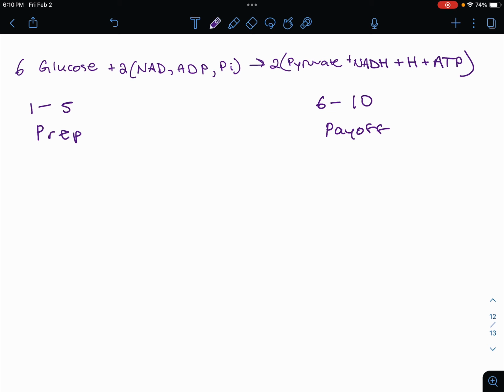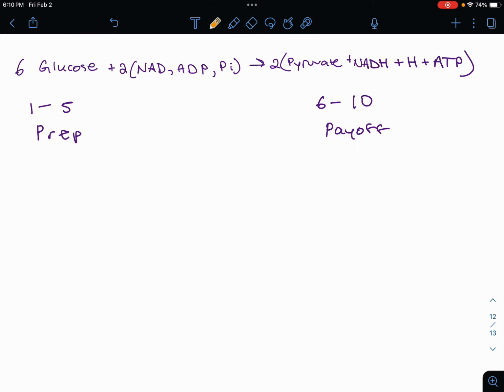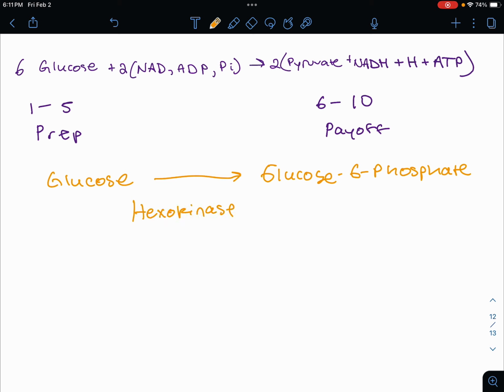All right, step 1 in the prep phase. Glucose to glucose 6-phosphate. That 6 determines that we're going to put that phosphate on the 6th carbon. We're going to be using the enzyme hexokinase. And this is irreversible. This is the first irreversible step.